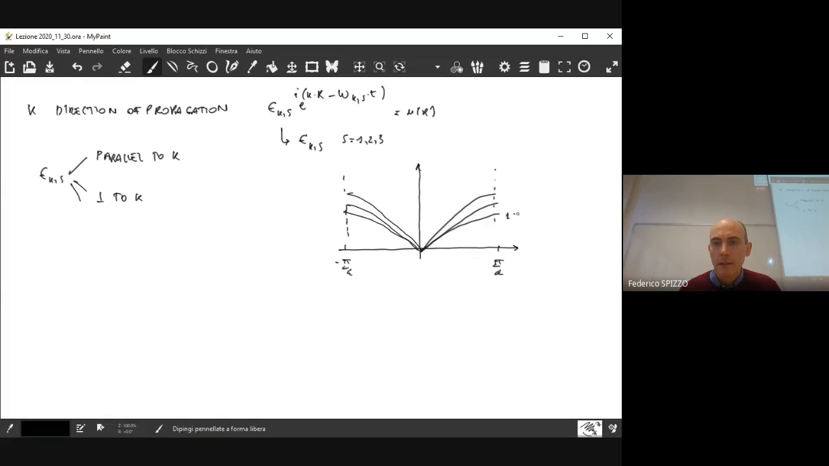so the 3 branches that you have, 1, 2, and 3, so the 3 different branches, are called acoustic branches. And in particular, if you notice here, in general, we know that omega(K,S) depends both on K and on the index S.